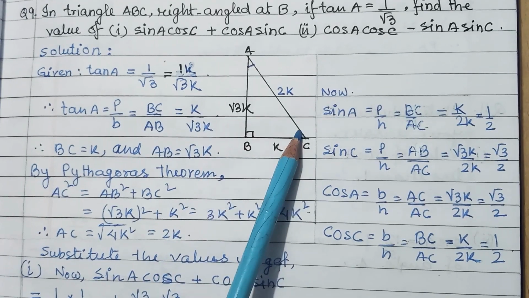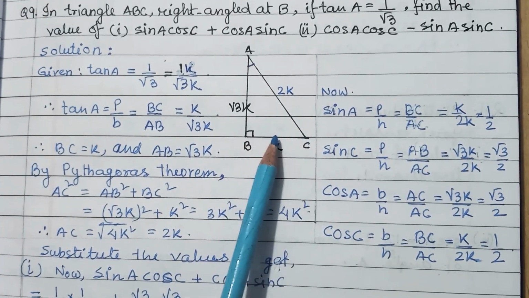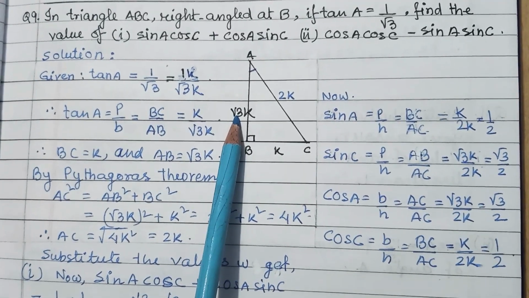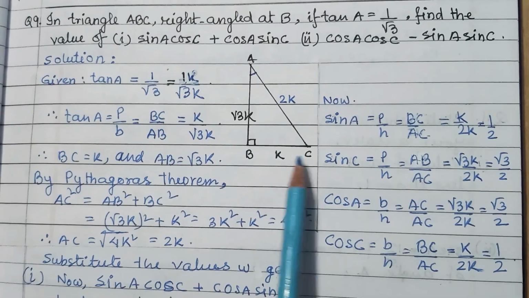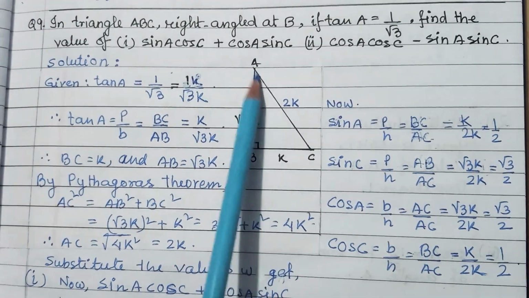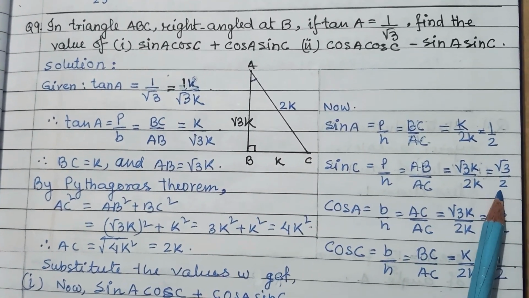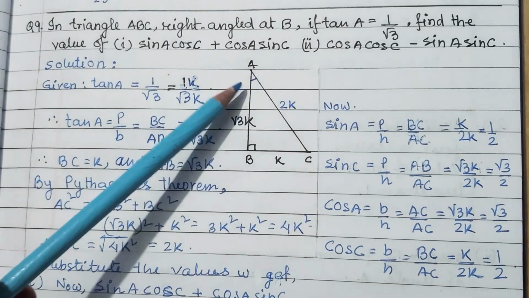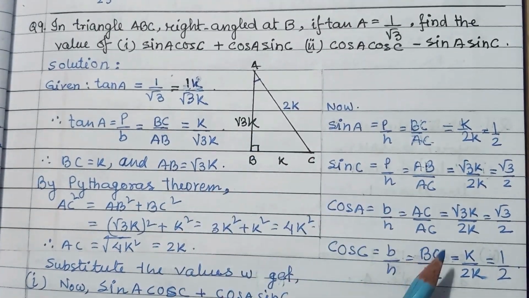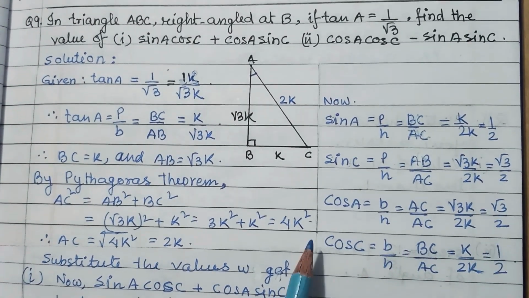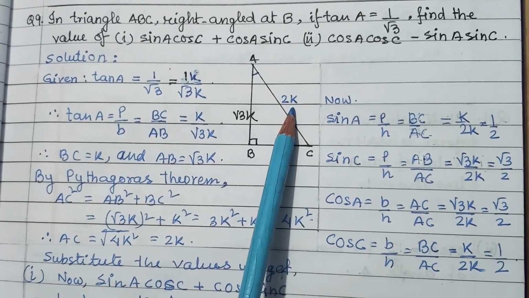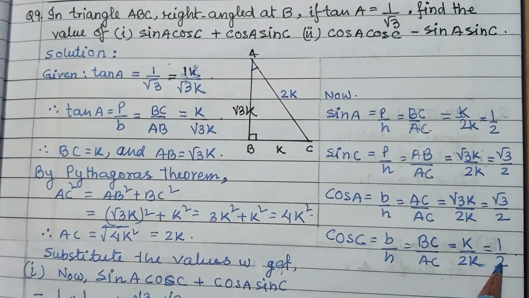Sin C, this angle is C, the opposite side is this one, sorry, it is perpendicular. So sin C is equal to AB upon AC, root 3 upon 2. Cos A, angle A, base upon hypotenuse, root 3K upon 2K, it is root 3 upon 2. Cos C, again angle C, base upon hypotenuse, so it is 1 upon 2.